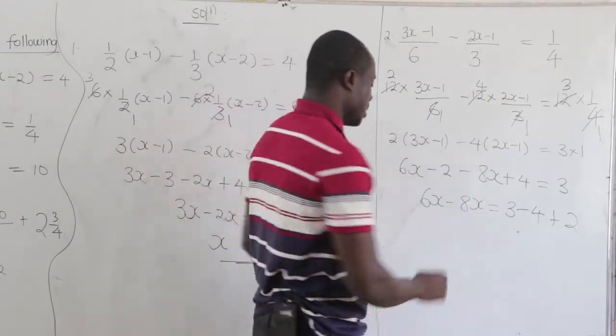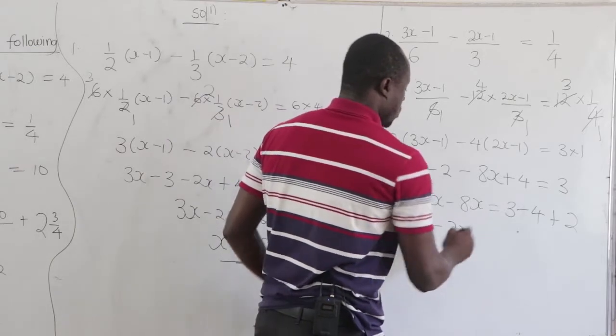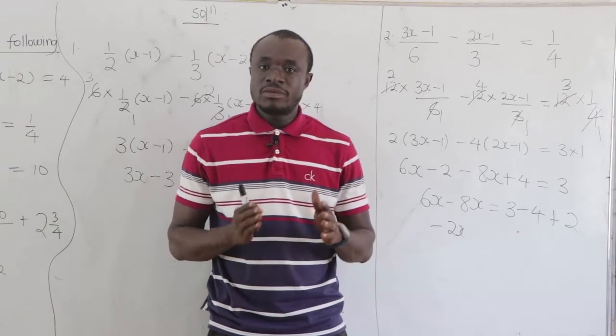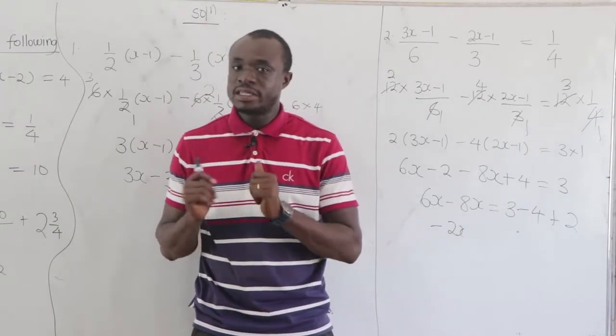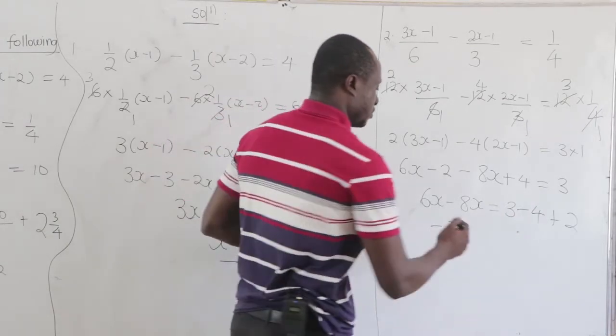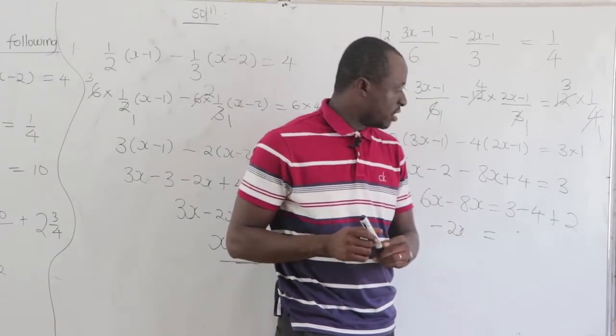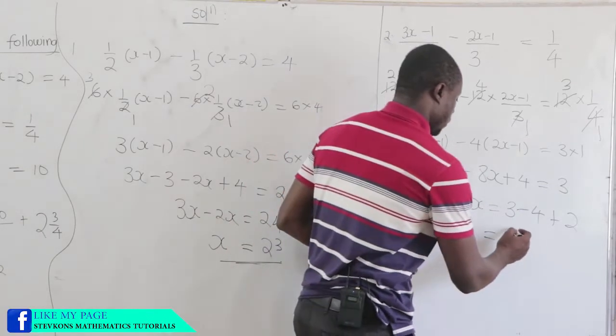Now 6x minus 8x, this is negative 2x. Why? We are taking a bigger value from a smaller value. Anytime you take a bigger value from a smaller value, we get a negative number. Equal to 3 minus 4, this is giving us negative 1. Negative 1 plus 2, that is 1.